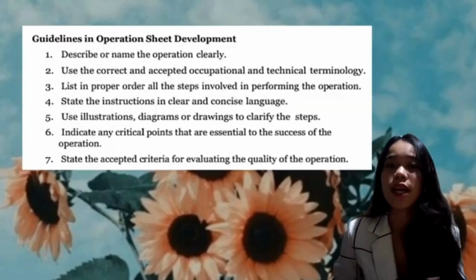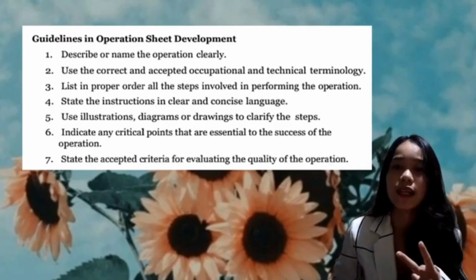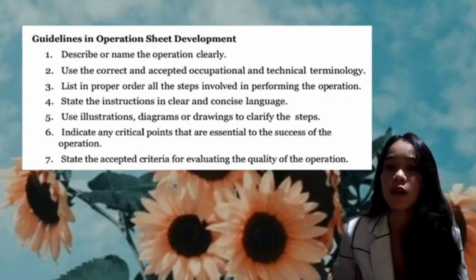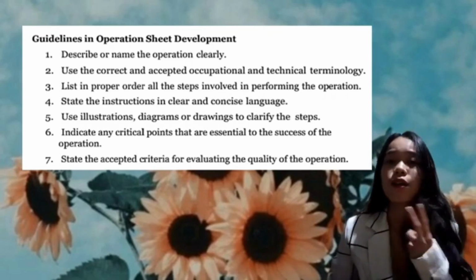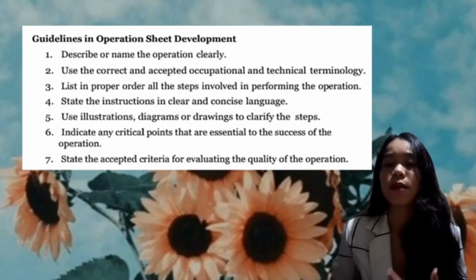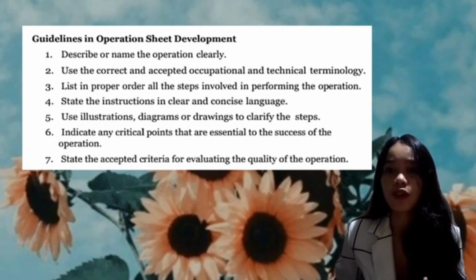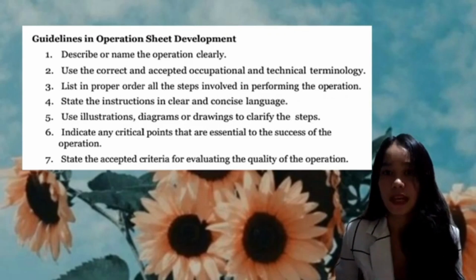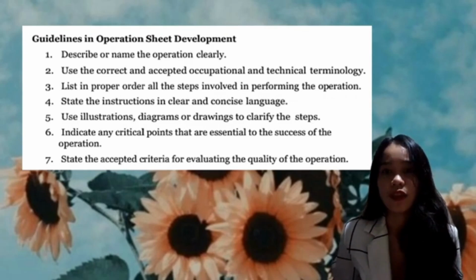So first one is describe or name the operation clearly. Second, use the correct and accepted occupational and technical terminology. So use those terms or vocabulary that have specialized meaning restricted only to a specific field. Third, list in proper order all the steps involved in performing the operation. So it should be complete and in proper order to do the performance smoothly. So fourth, state the instruction in clear and concise language.